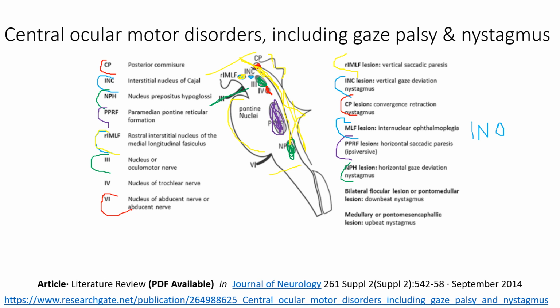We've got bilateral floccular lesion or pontomedular lesion. We're going to see a downbeat nystagmus. And then here, if we see medullary or pontomesencephalic, so pons, midbrain, or medulla lesion, right? So it's kind of a lot of stuff. We might see an upbeat nystagmus here.